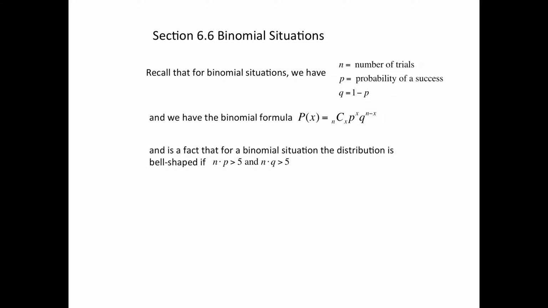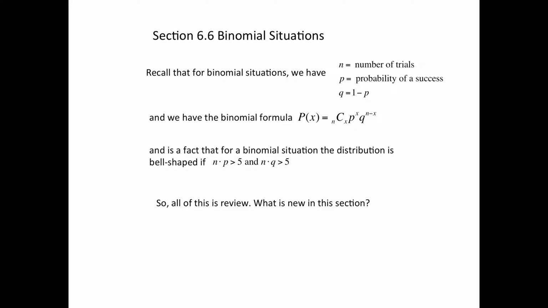You may remember we also did the binomial formula, and there was also the fact that if N times P is bigger than 5 and N times Q is bigger than 5, the binomial situation, which is actually discrete information, can be approximated with a bell-shaped curve. The bell-shaped curve is usually for continuous situations. Anyway, all of this seems like review.